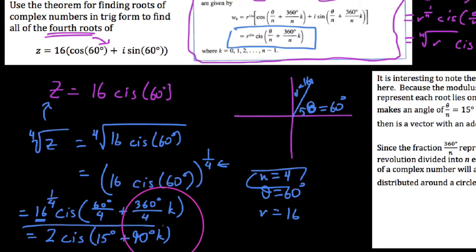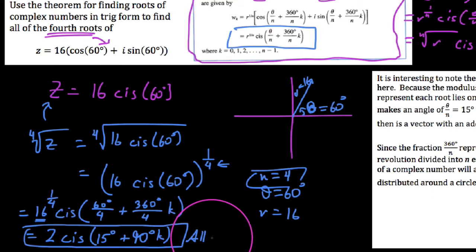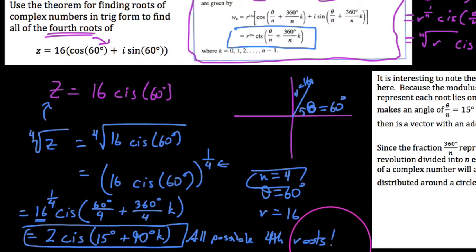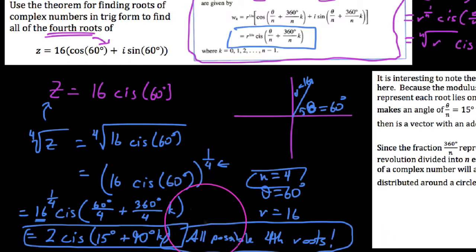So what I want you to do is put this in your back pockets. Congratulations, you just found all possible roots. I'm going to write fourth roots. You should celebrate. You just found all possible fourth roots. Thing is this: we only want the roots between 0 degrees and 360 degrees.